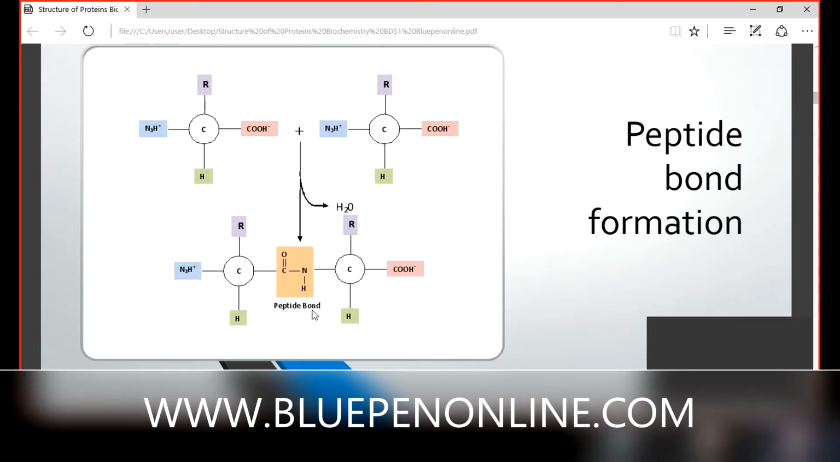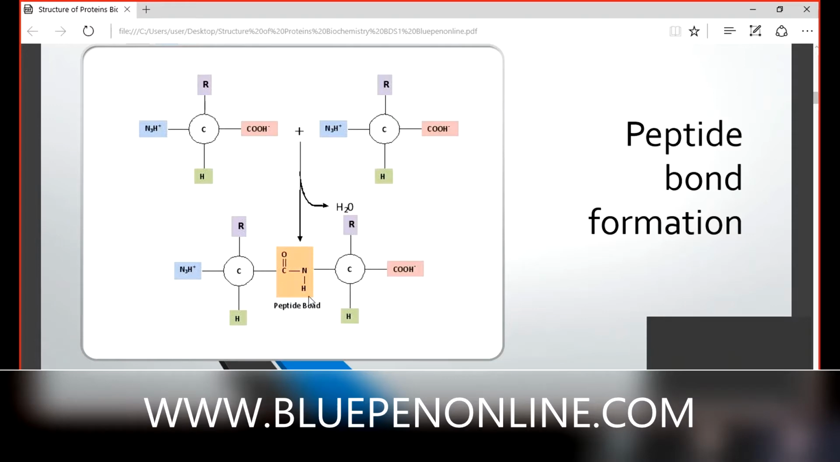So how can we express this peptide bond? What is the definition of peptide bond? It's a bond between two amino acids that is formed when the COOH group of one amino acid and the amino group of another amino acid join together and release an H2O water molecule. Then what is the structure of peptide bond?